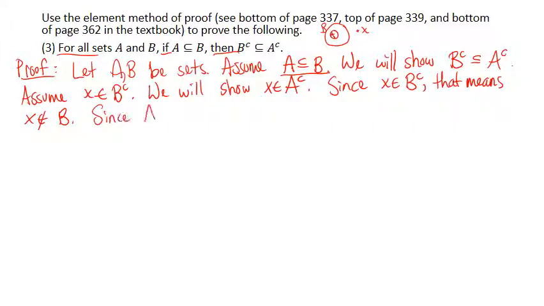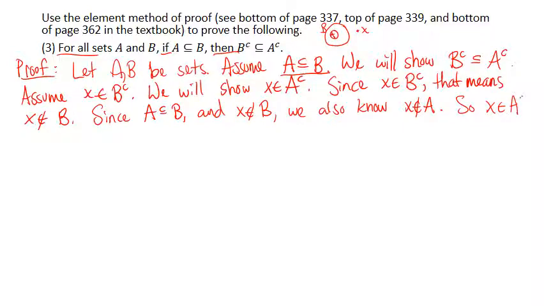So since A is a subset of B and X is not in B, we also know X is not in A. Since if X were in A, then X would also be in B, but X is not in B. I hope that makes sense to you guys. So since X is not in A, that means X is in A complement. So that's it.